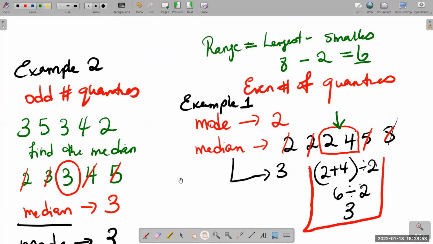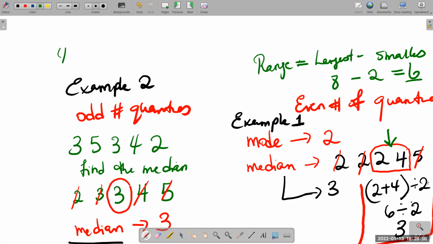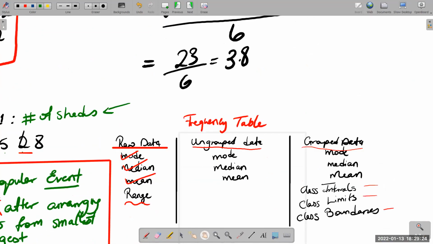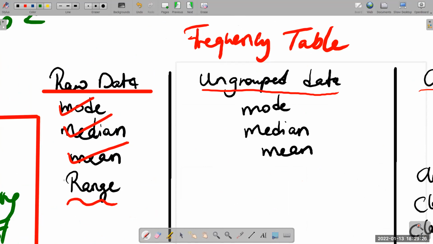All right, so let's find the range for this example. What is the range? Again, we know the range is the largest minus smallest. So what is the range? Excellent. 5 minus 2, which is equal to 3. Excellent. All right. So guess what? We're done with the range. We now know what the range is.